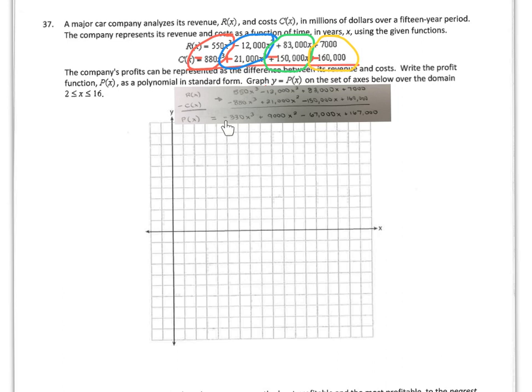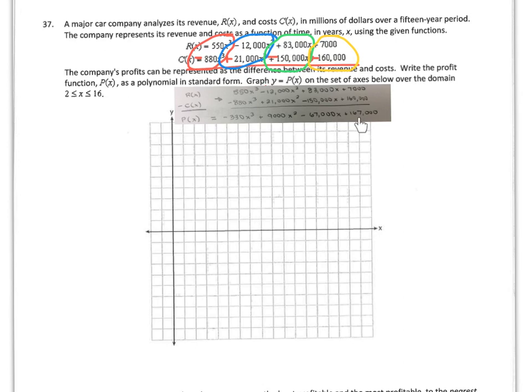These combine to give us negative 330x cubed. These two terms combine to give us positive 9,000x squared. These two terms combine to give us negative 67,000x. And these two terms combine to give us positive 167,000.